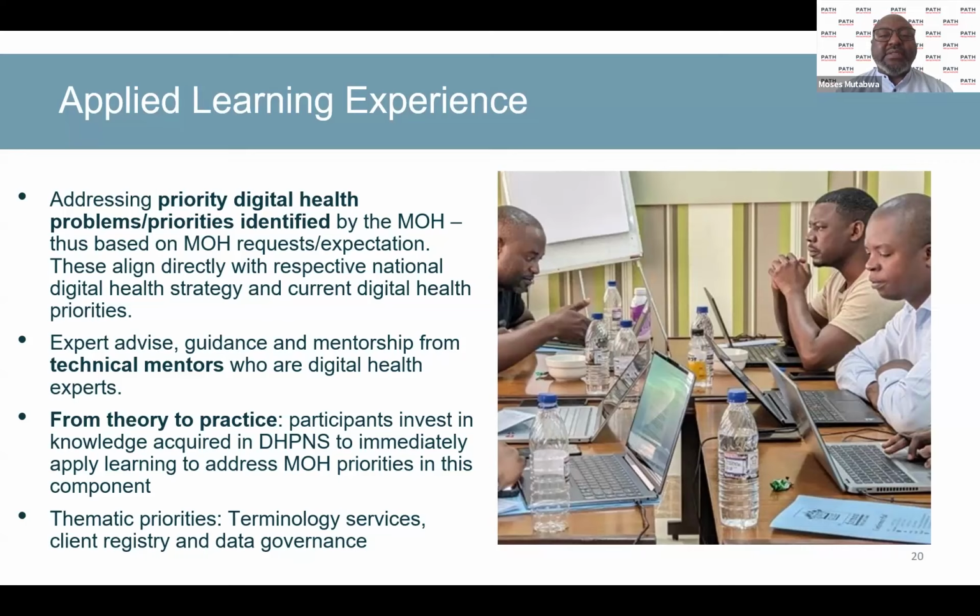And so the applied learning really is telling us that we need to move from theory to practice, and the participants invest the knowledge that they have acquired in DHPNS to immediately apply the lessons and address the priorities. So the 3 thematic areas that the Ministry of Health Zambia identified were terminology services, as I said earlier on, client registry, and data governance. So currently, as we are going through this program, we are looking at these different areas and we are developing projects that can eventually be used to solicit donor funding.